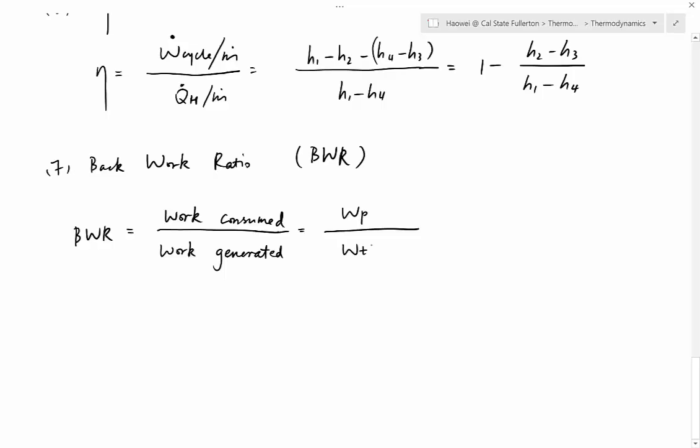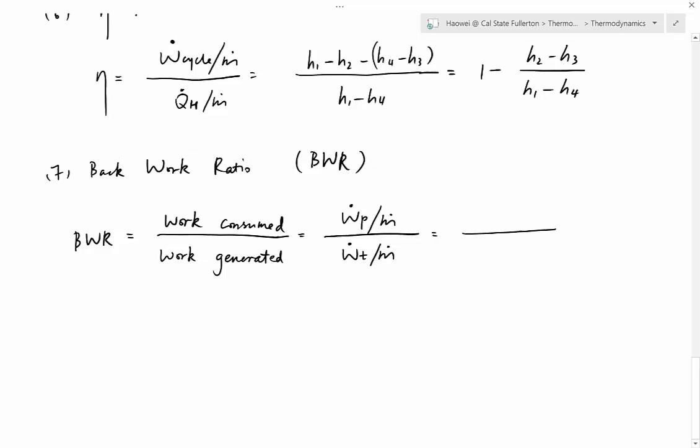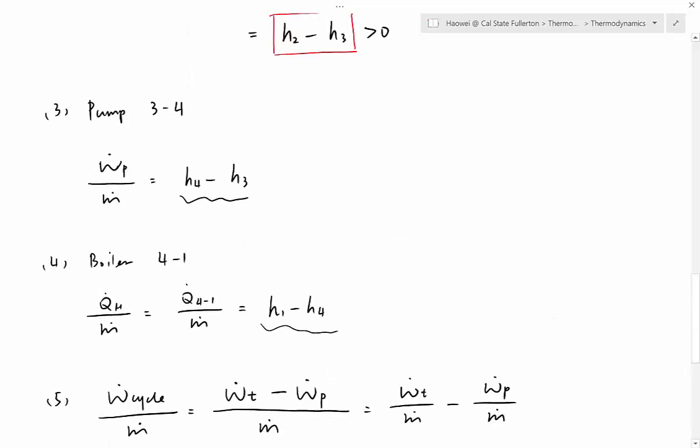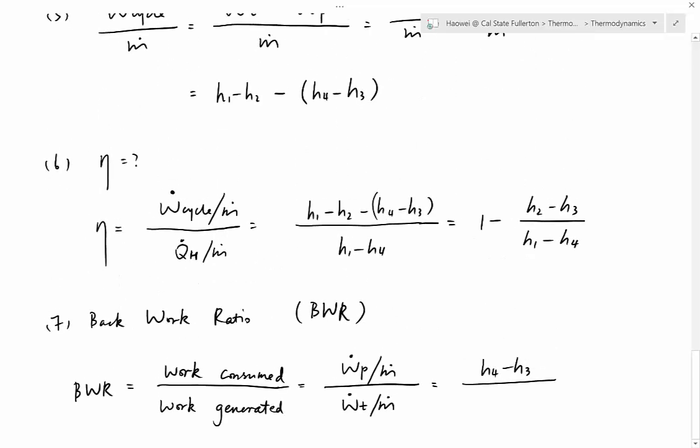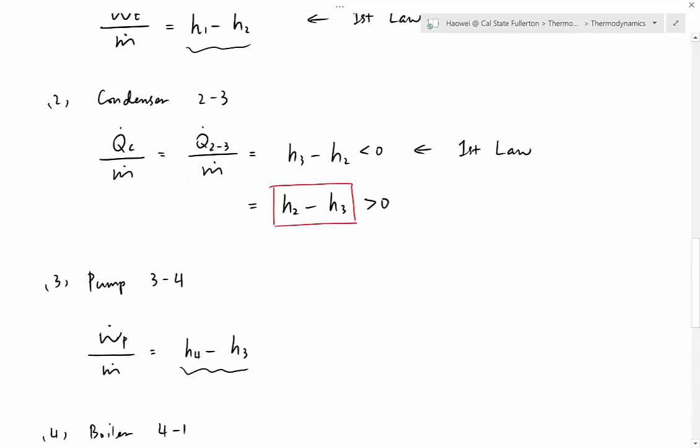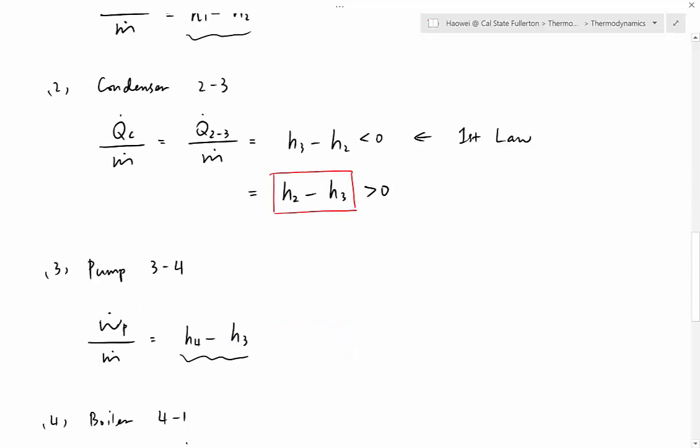And then first thing we do is divide both of them by time. So add a dot to each of them. And next thing we do is to divide both of them by mass flow rate. Do we have an expression for the numerator? Yes. W dot P over M dot, that's H4 minus H3. And W dot T over M dot, that's 1 to 2. Do we have it? Yes, it's H1 minus H2.